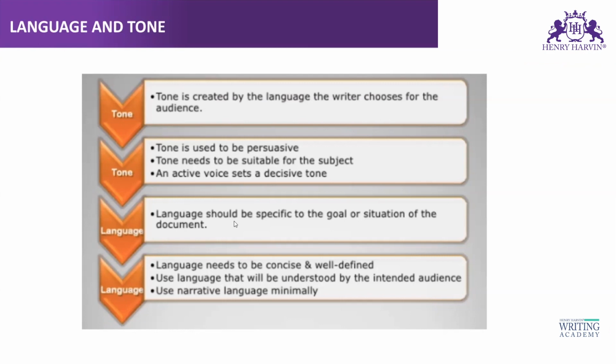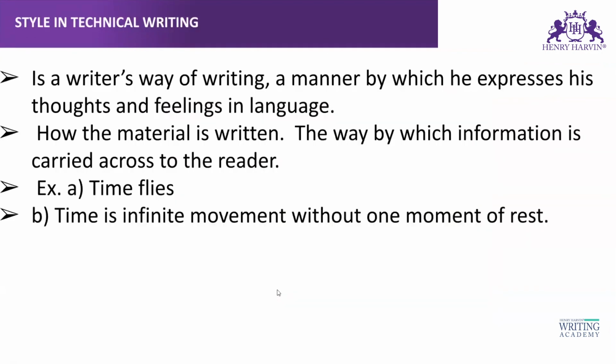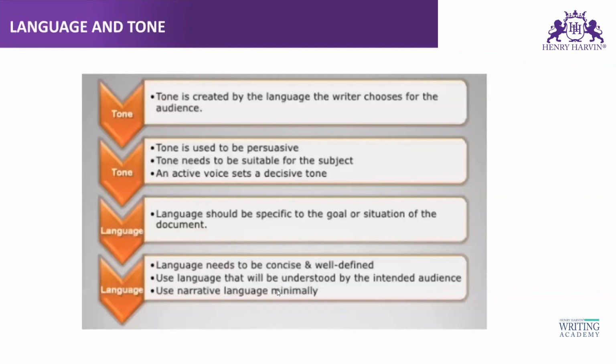That means we have to keep the sentences small. We have to keep them specific to the object or the situation. It should be concise, well defined, should be understood by the audience, and narrative language should be minimal. That means we will not use that story kind of style. Remember how we write a story? It's a narrative style, so we don't have to put that style here. We have to use a lot of explanatory or descriptive style in reports or any kind of technical write-up. Okay, I hope this language and tone thing is clear to everyone. Any doubts so far?